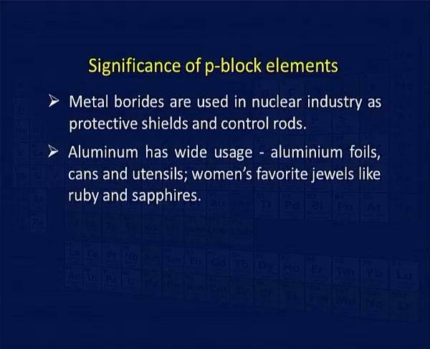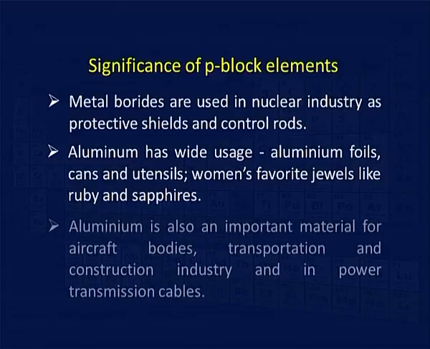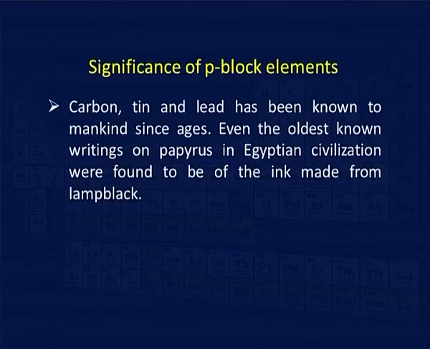Aluminum has wide uses: aluminum foils, cans, utensils. Women's favorite gems like ruby and sapphire are composed of aluminum oxide. Aluminum is also an important material for aircraft bodies, transportation and the construction industry, and in power transmission cables it is mainly used. Carbon, tin and lead have been known to mankind since ages.